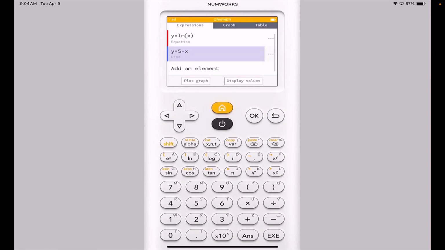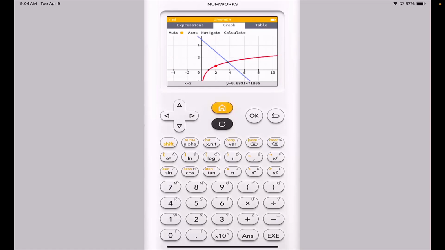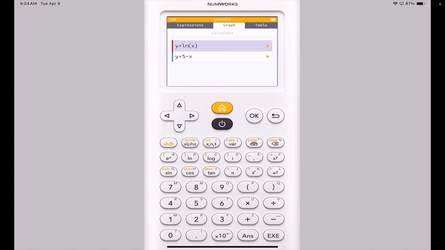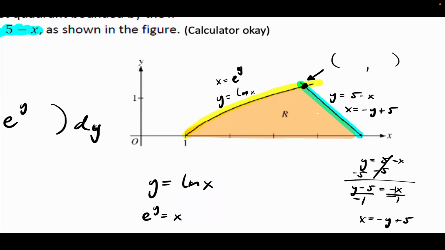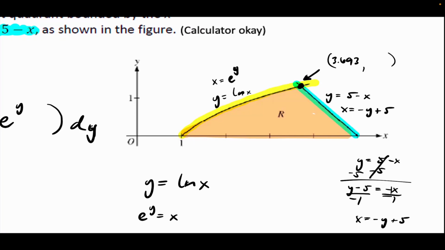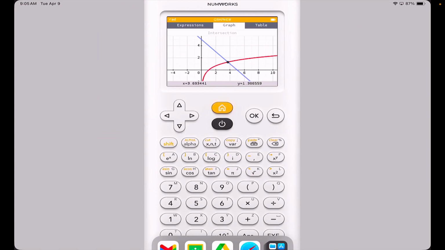Okay. So I want to know where the blue and the red cross. So I go up to calculate, pick one. It doesn't matter which one. You can pick the blue, you can pick the red, whichever one you want to pick. And then I want to find intersection. And it says there's only one intersection. X is 3.693. Y is 1.307.